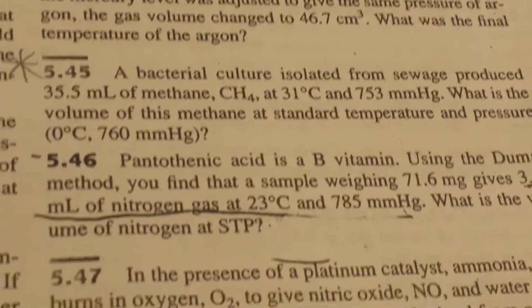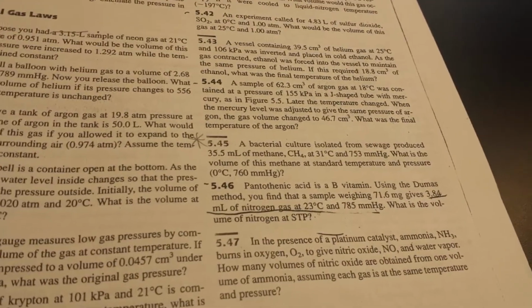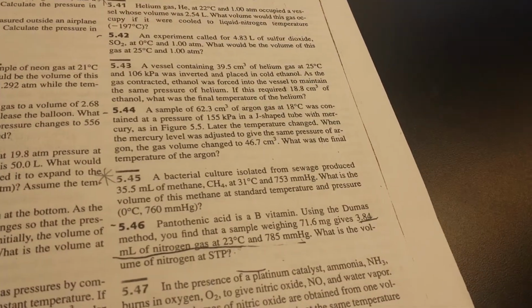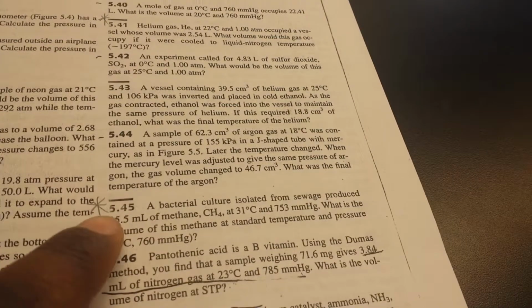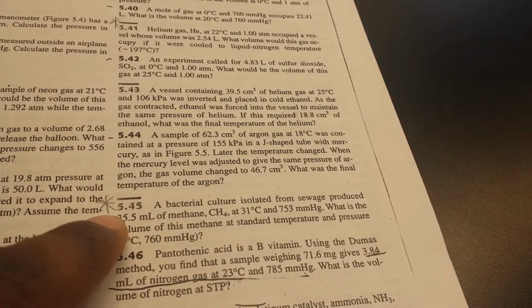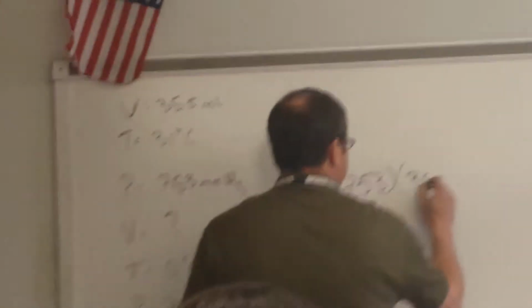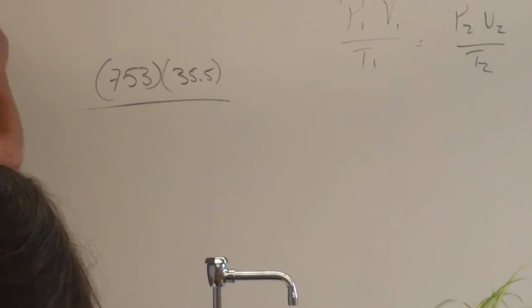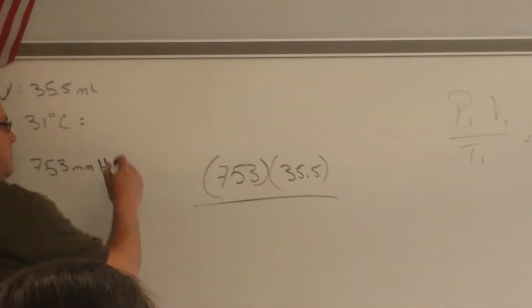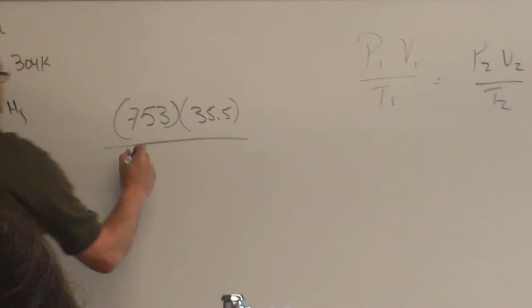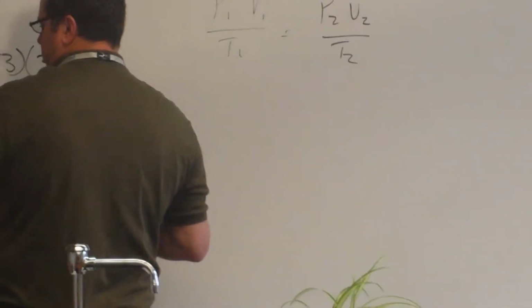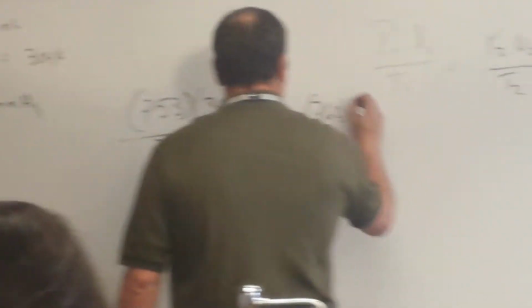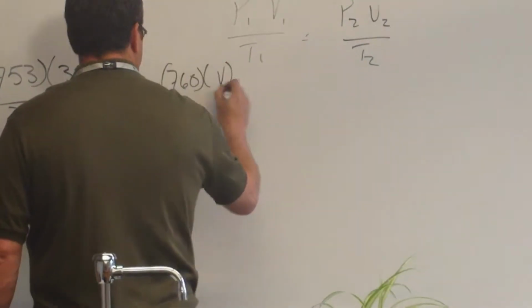My volumes are, obviously, different, my temperatures are different, and my pressures are different, right? So I have to use the combined gas law equation. I put the pressure at 753, the volume in this case 35.5. You could convert the temperature, 31 degrees Celsius plus 273, what is that, 304? P2 is 760, V2 is unknown, and the temperature is 0 degrees Celsius, 273.